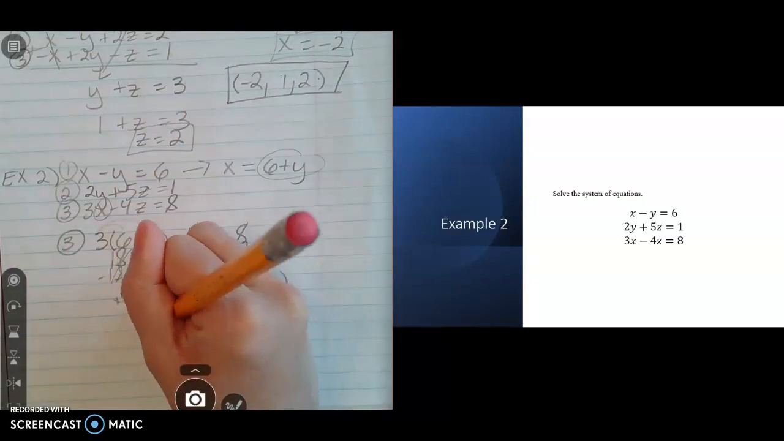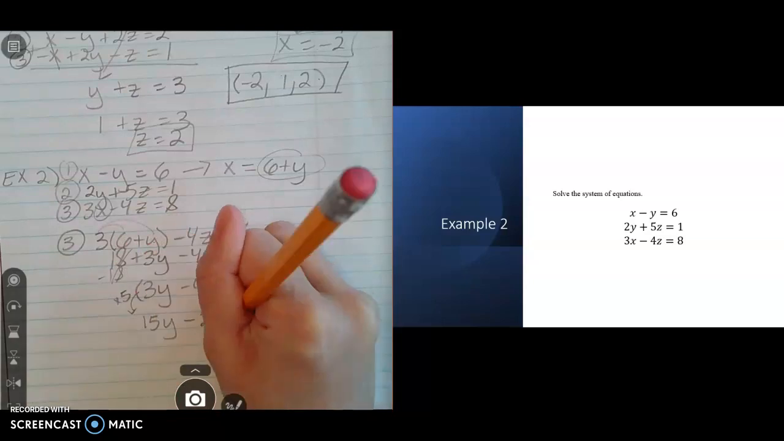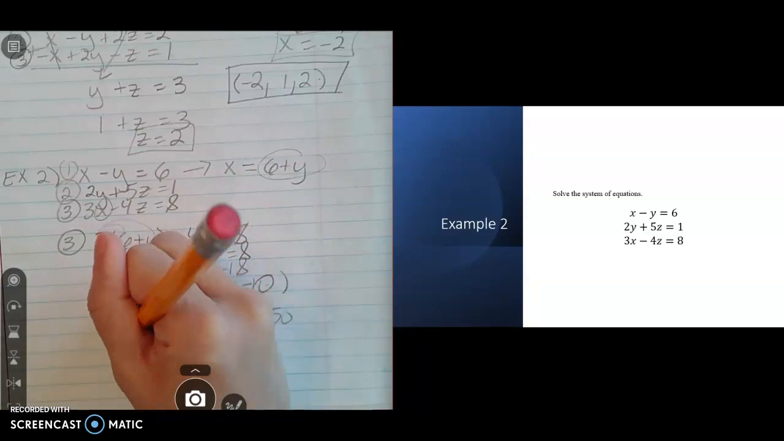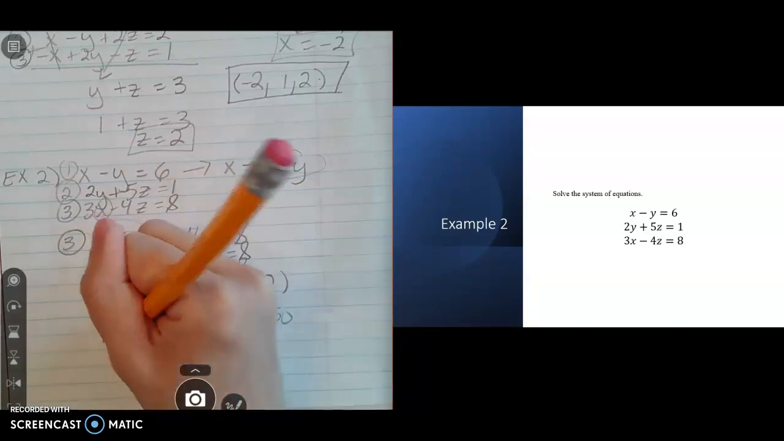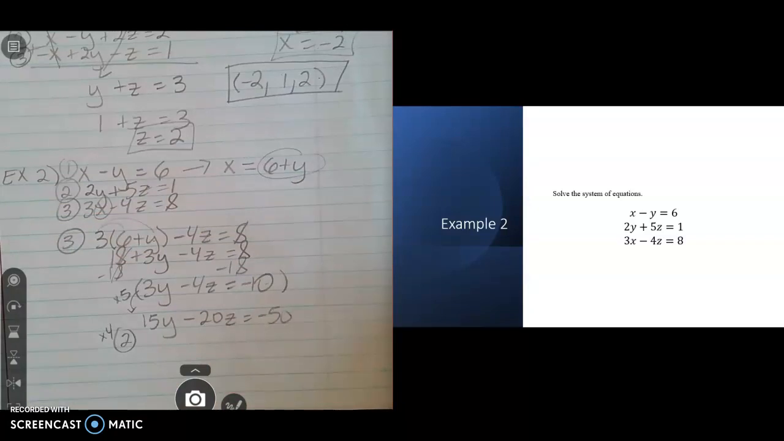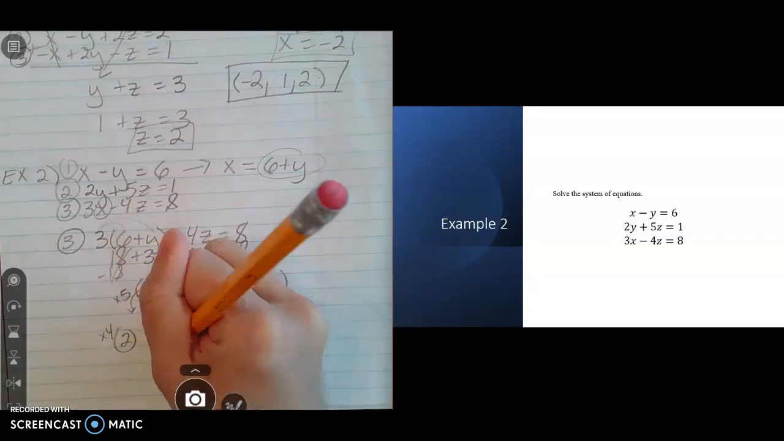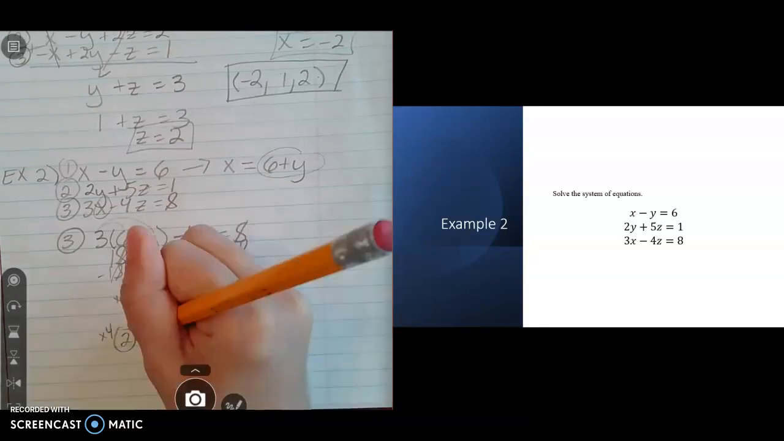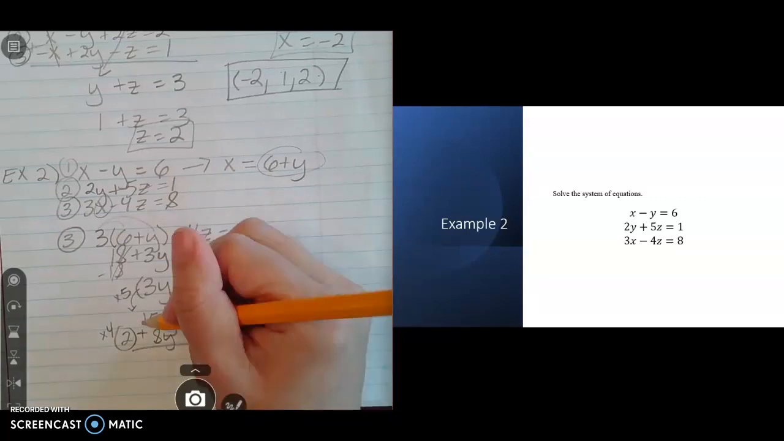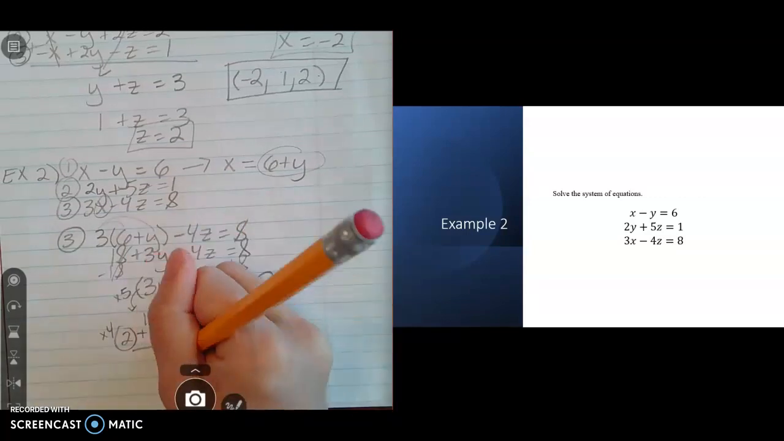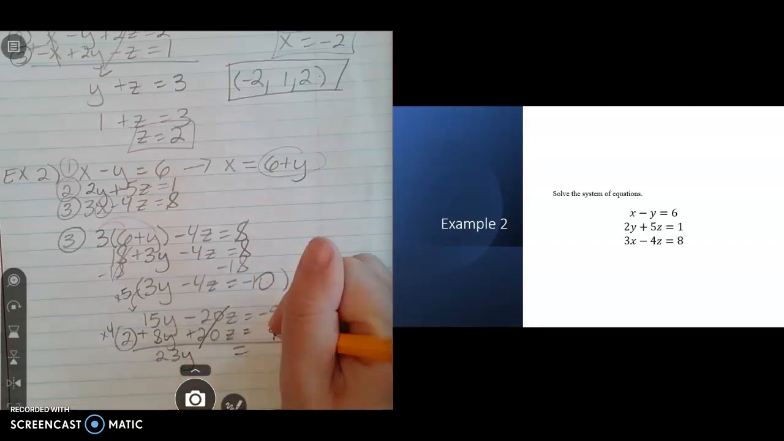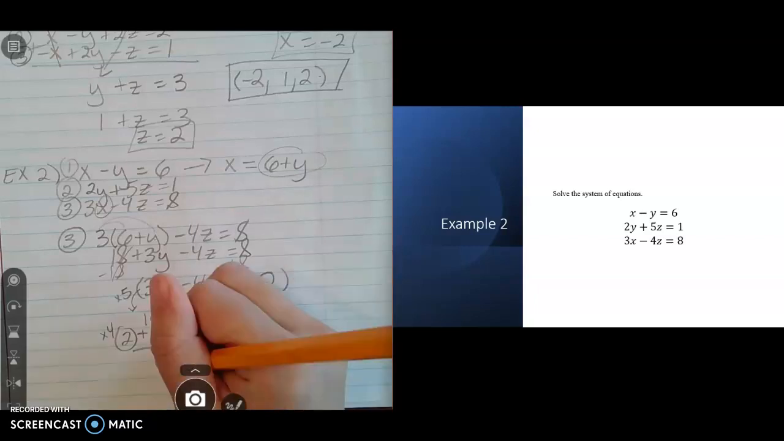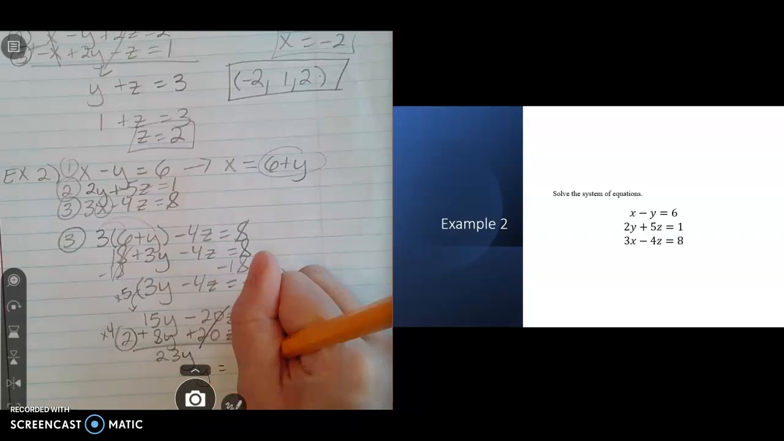So now I'll have 15y minus 20z equals negative 50. And then I'm going to take my equation 2 and multiply it by 4 so that my z's will cancel out. So that'll be 8y plus 20z equals positive 4. And when I add those together, my z's cancel. 15y plus 8y is 23y. Negative 50 plus 4 is negative 46. And if I divide both sides by 23, I will get y is negative 2.